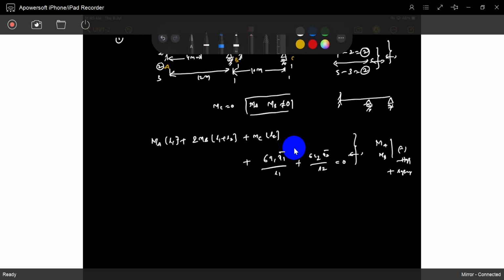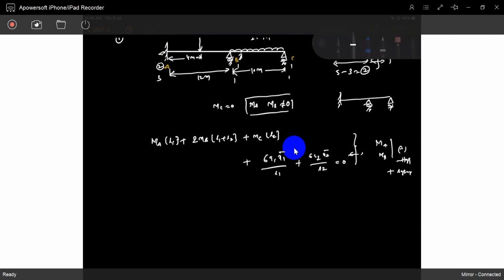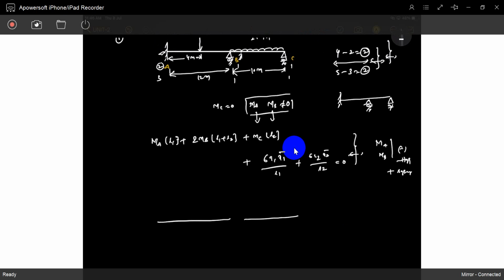Okay. See, we will get only one equation, but we have two unknowns. Two unknowns are there, but we will get only one equation. Now we will try to write down the equation. First we will go to the simply supported. Take everything as simply supported.